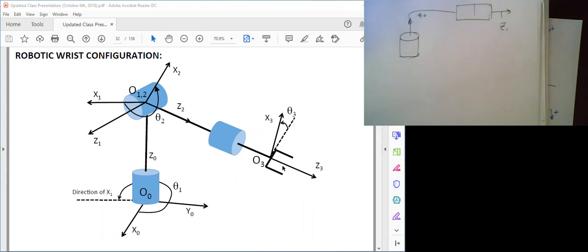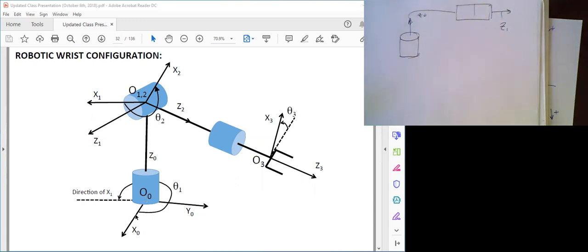The last angle is going to control the roll, right? So essentially we have yaw, pitch, and then roll. The yaw, in this case, is mainly going to be theta 1 here. So if theta 1 is 0, then x1 is going to be here, and if x1 is here, then this guy is going to be pointing toward this direction.